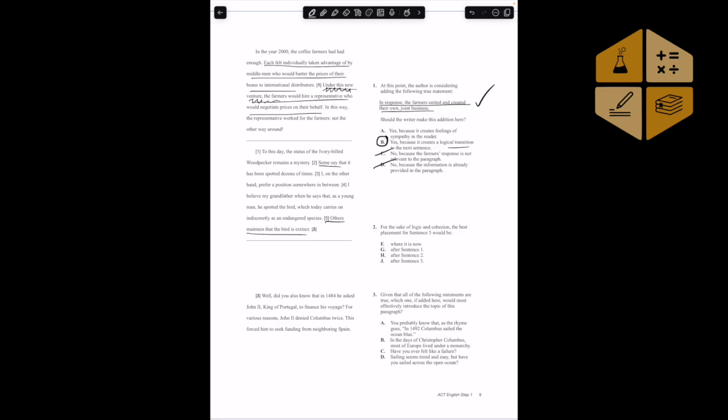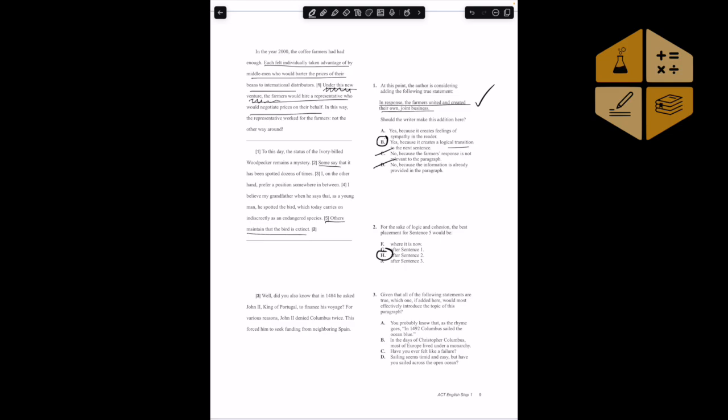And if you reread all the sentences with sentence 5 in that position, you're going to see that makes the most sense. To this day, the status of the bird remains a mystery. Some say it's been spotted dozens of times. Others maintain it's extinct. I, on the other hand, prefer a position somewhere in between. Well, in between what? Well, what some people say and what others say. And that's why this sentence belongs at H, after sentence 2.